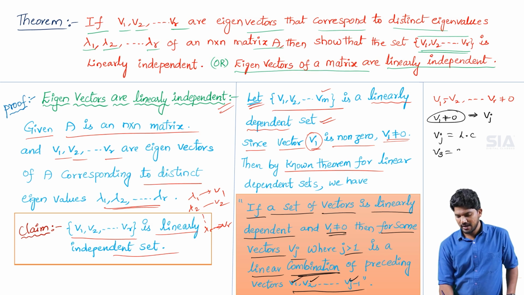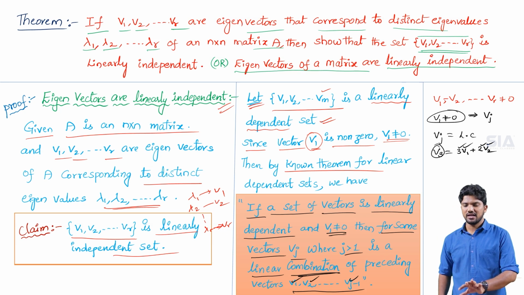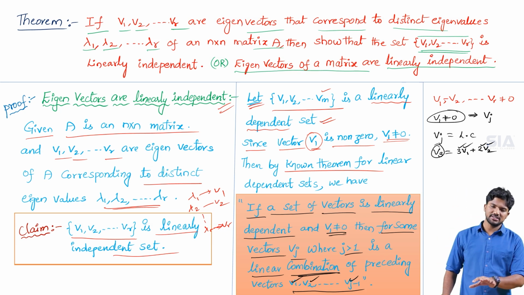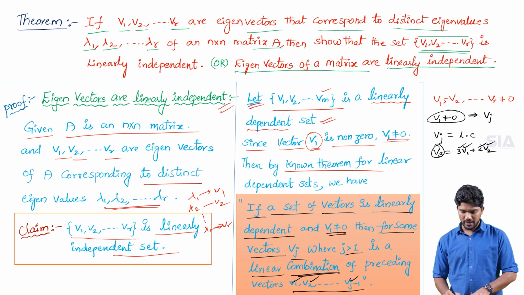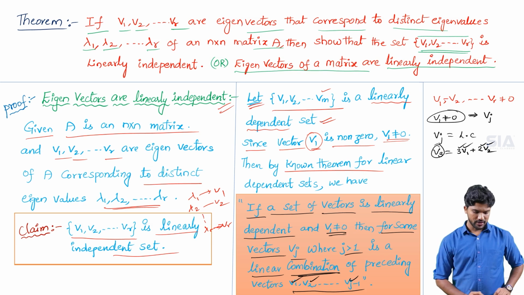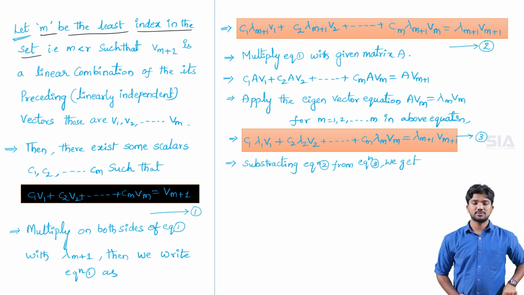We took it and wrote it as 3v1 plus 2v2, where v1 and v2 are the preceding vectors of v suffix 3, and 3 and 2 are the scalars. Similarly, here v suffix j is a linear combination of its preceding vectors v1, v2 up to v suffix j minus 1. By using this theorem statement, now let small m be the least index in the set.